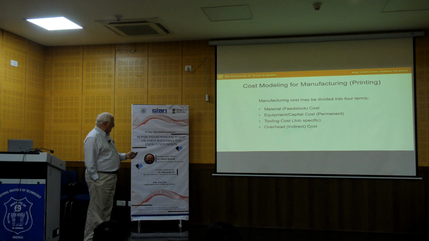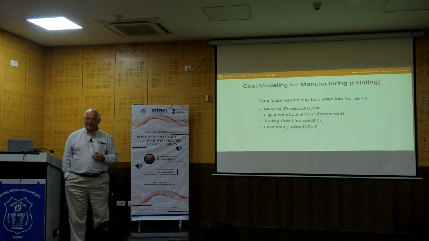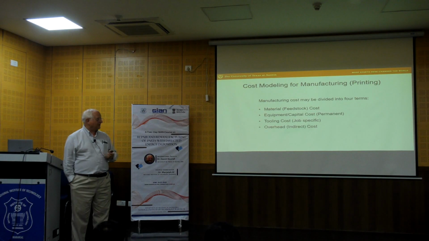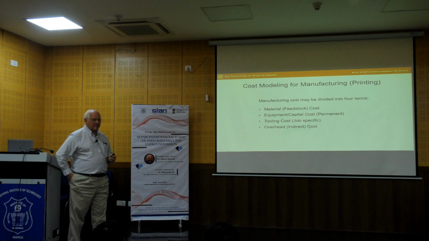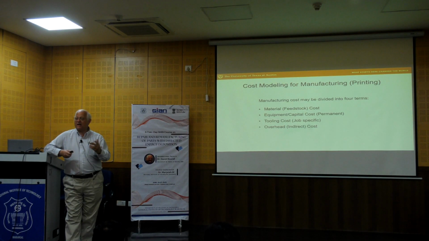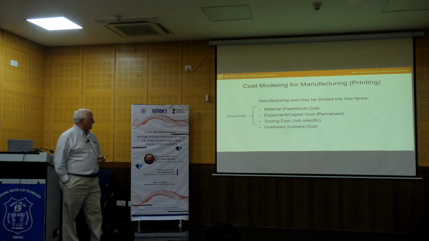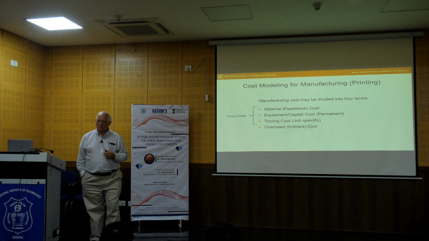There's also the tooling cost, which fortunately in additive manufacturing we don't worry about, because we typically don't have tooling to deal with. You can imagine some rare cases where that would apply. For example, if we had a sheet lamination machine with a cutting blade, the blade would have to be replaced, so that would be considered a tooling cost. But for the most part, and certainly for DED, we don't think of there being tooling costs to deal with. And these first three in cost modeling are referred to as direct costs.